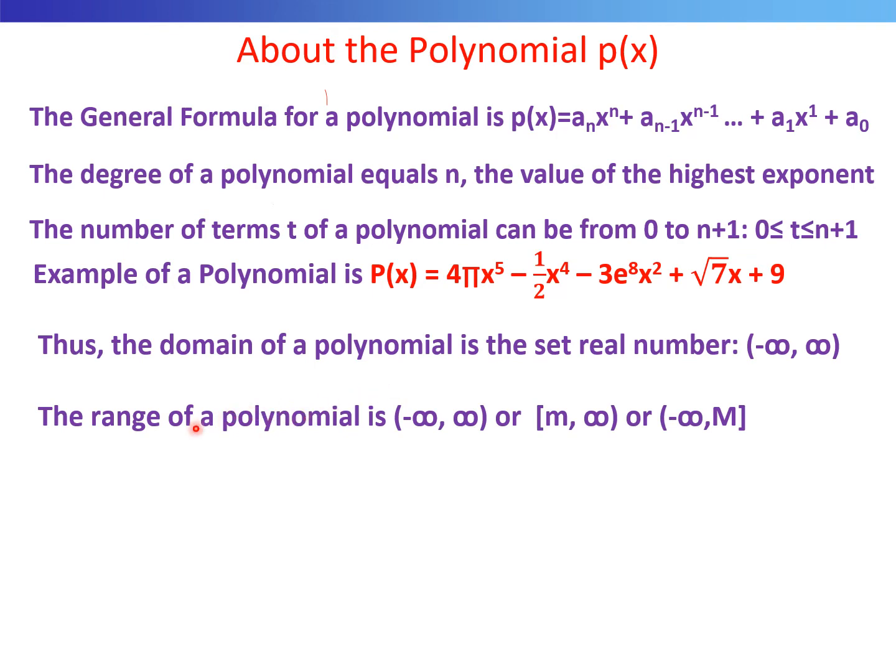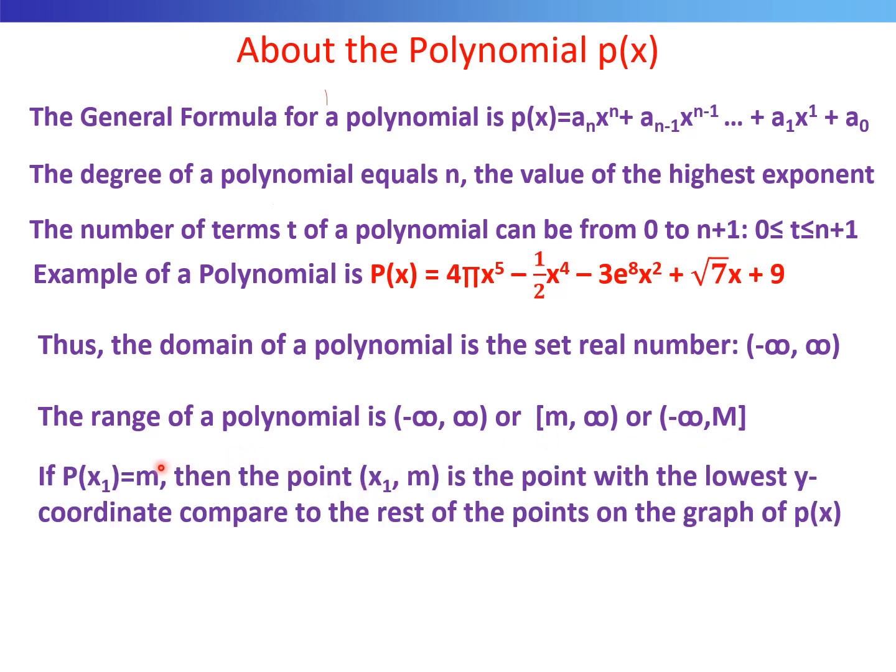The range of a polynomial is the set from negative infinity to positive infinity, or the set from m, which is the absolute minima of the polynomial, all the way to infinity, or it could be from negative infinity to capital M, which is the absolute maxima of the polynomial. We'll talk about them in a minute.